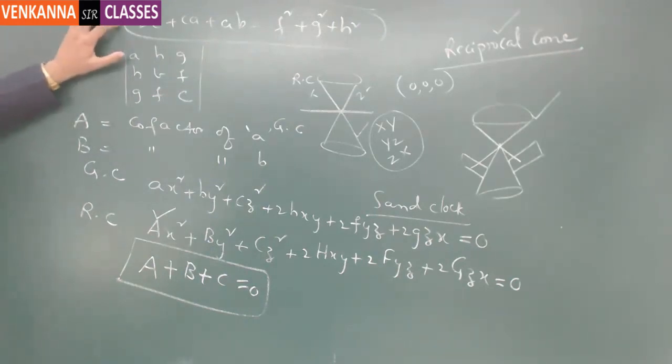If this condition is satisfied by the given cone, then we say that it will have three mutually perpendicular tangent planes. Please take a note of that. So let us take the first problem. Here it is.